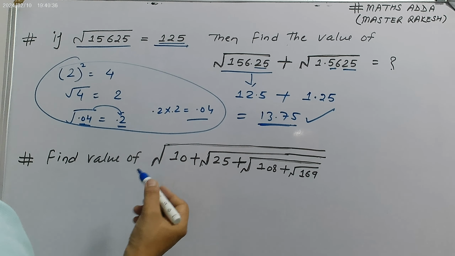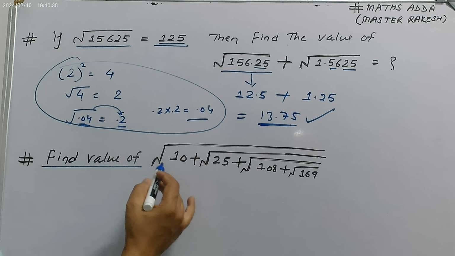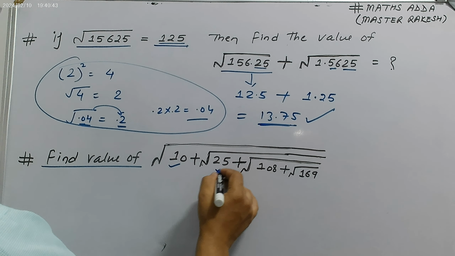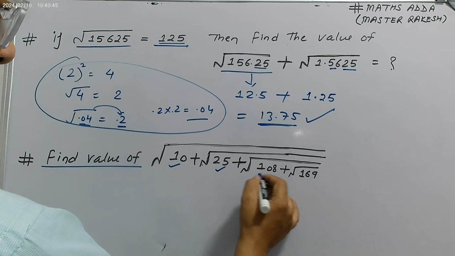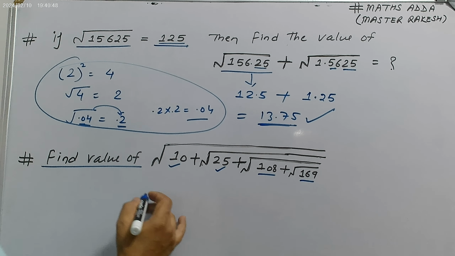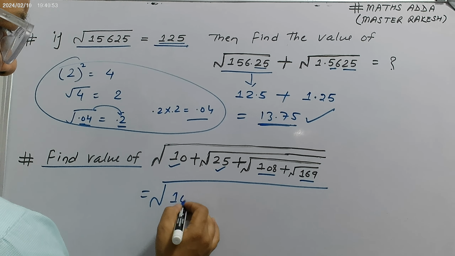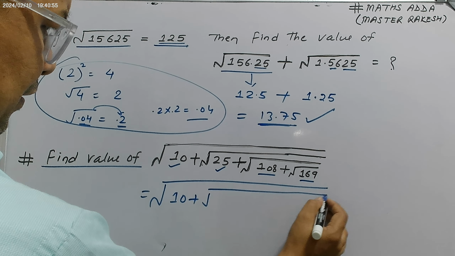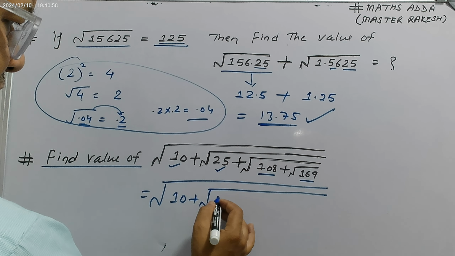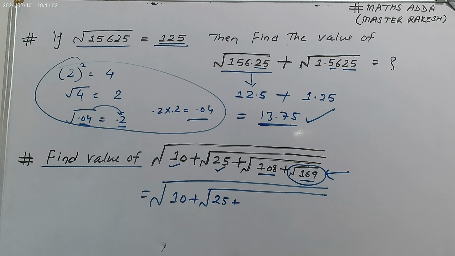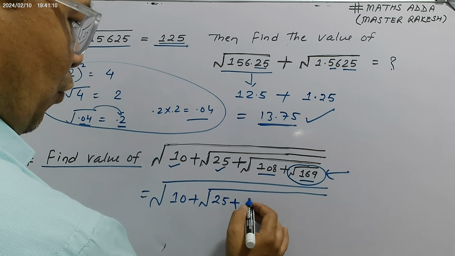These are the easiest questions. So the second question is: find the value of the whole square root of 10 plus the whole square root of 25 plus the whole square root of 108 plus square root of 169. What will it become? Like this: 10 plus root 25. The first priority you have to give to the innermost square root, so you have to solve this square root first.